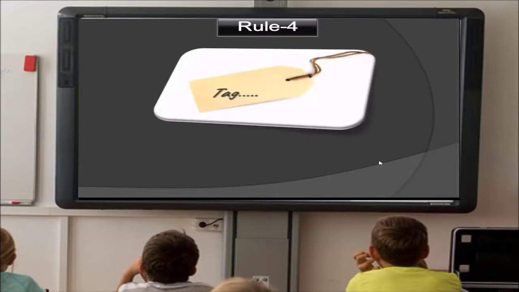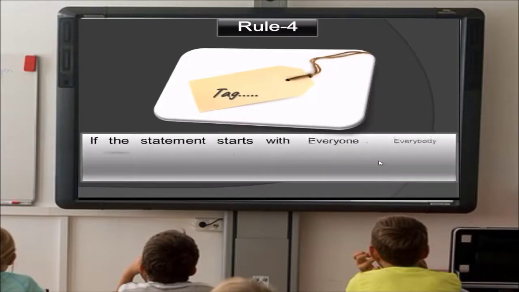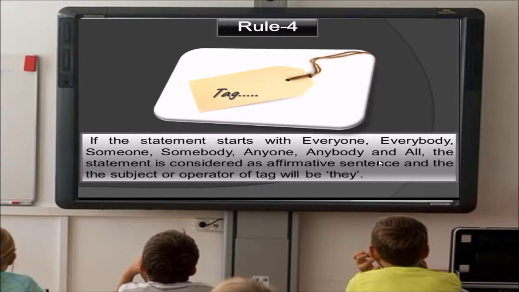Rule 4. If the statement starts with everyone, everybody, someone, somebody, anyone, anybody, and all, the statement is considered as an affirmative sentence, and the subject or operator of the tag will be they. Do you understand?